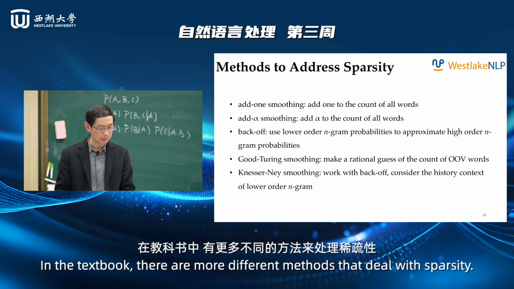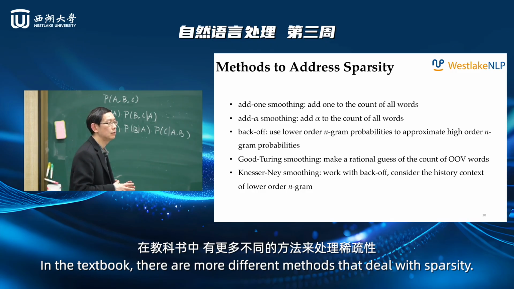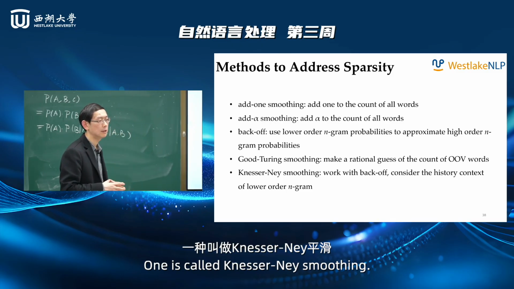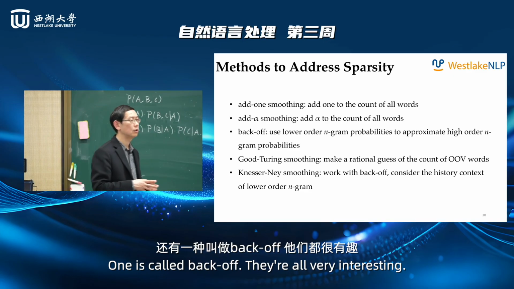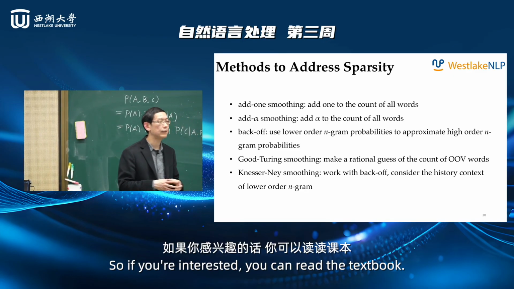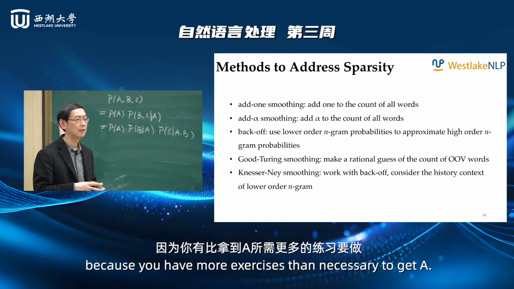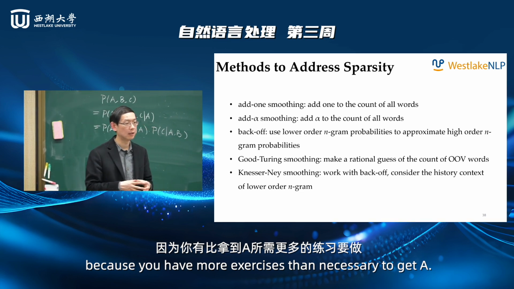In the textbook, there are more methods that deal with sparsity. One is called Kneser-Ney smoothing. One is called Good-Turing smoothing. One is called back-off. They are all very interesting. So if you're interested, you can read the textbook. If you're not interested, you're fine, because you have more exercises than necessary to get an A.